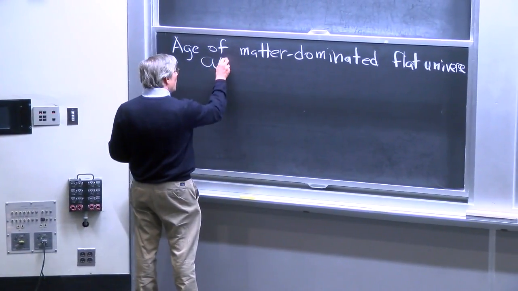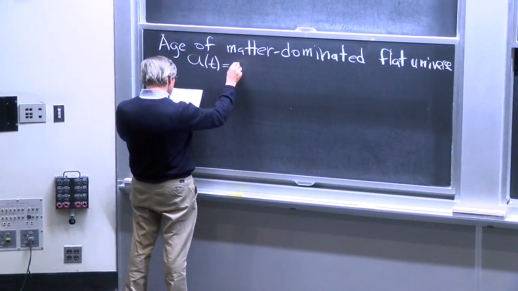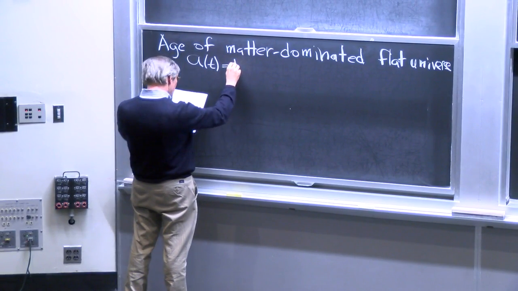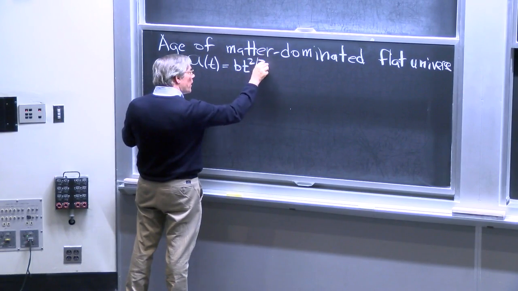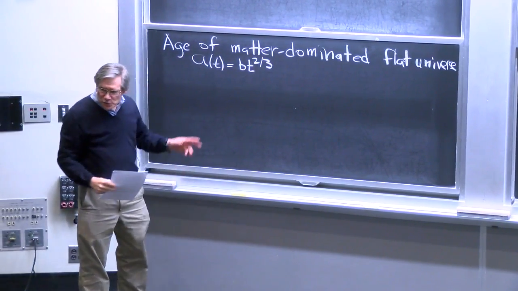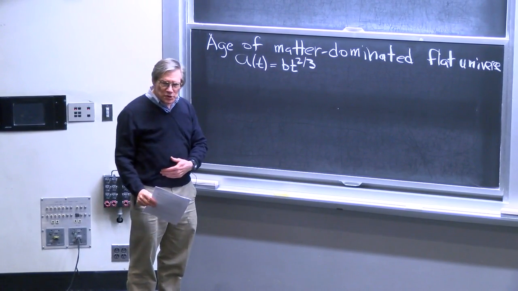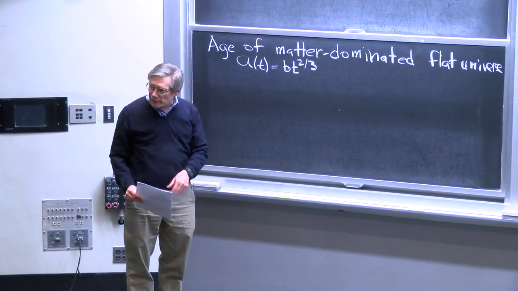We know that a of t is equal to some constant, which I will call little b, times t to the 2/3 power. Okay. Previously, I just used proportional to, but now it's more convenient to give a name to the constant of proportionality. We'll never need to know what it is, but b is some constant of proportionality.